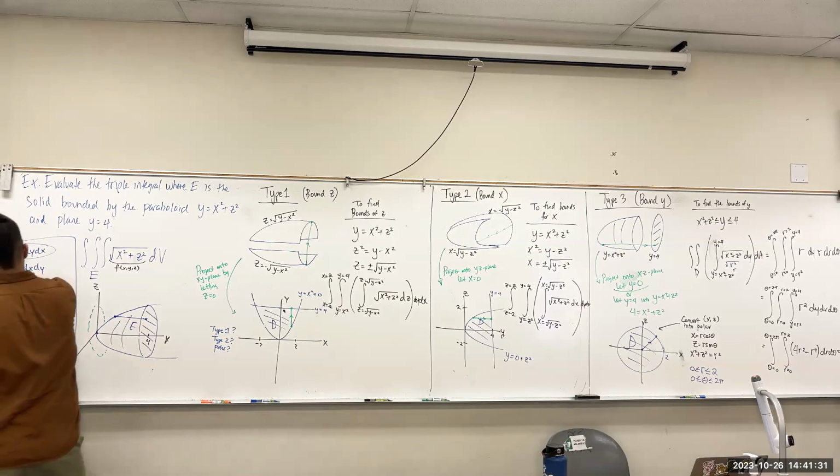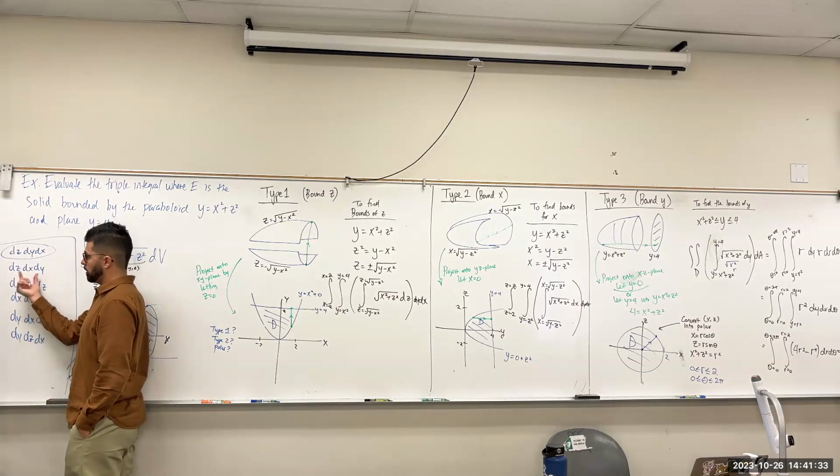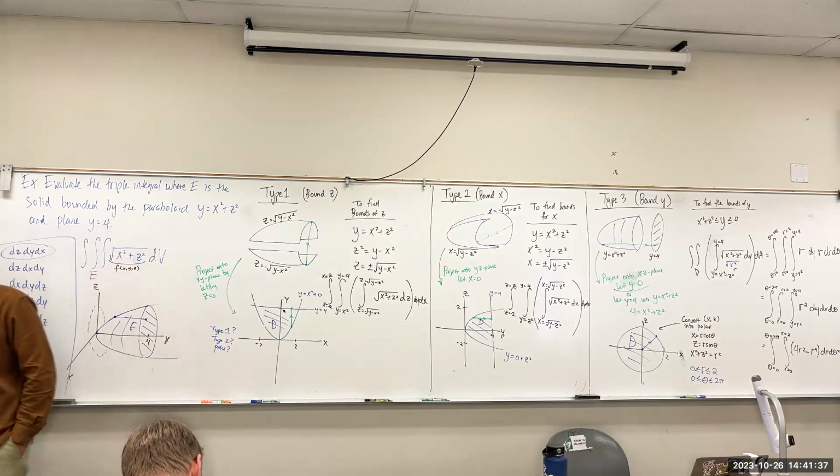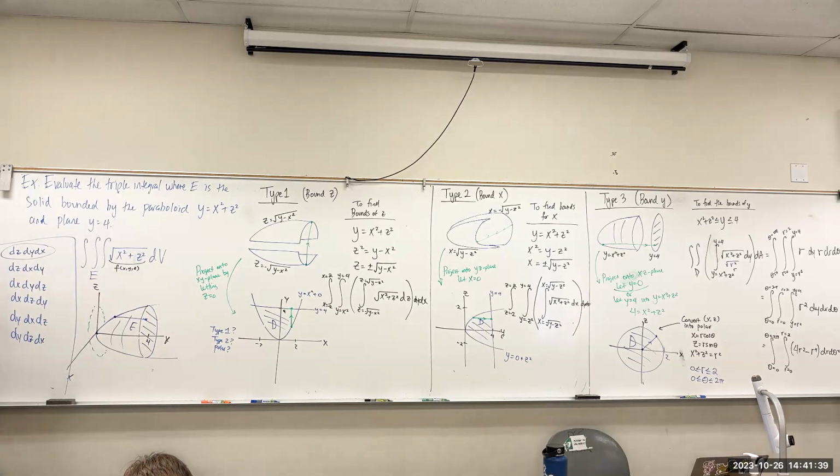So if you're going to do this one, you see how the last two are x and y? What you're going to want to do is figure out what the region in x1 is going to look like in the picture. Correct, and then you're going to actually have to figure out the equation for it.